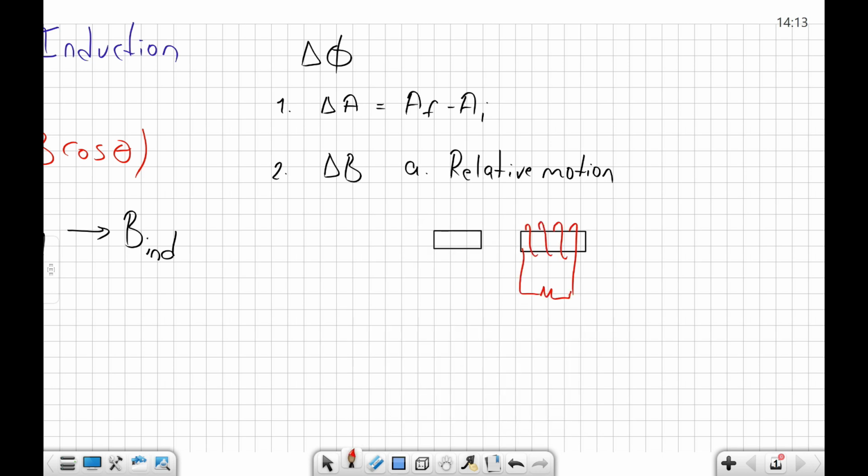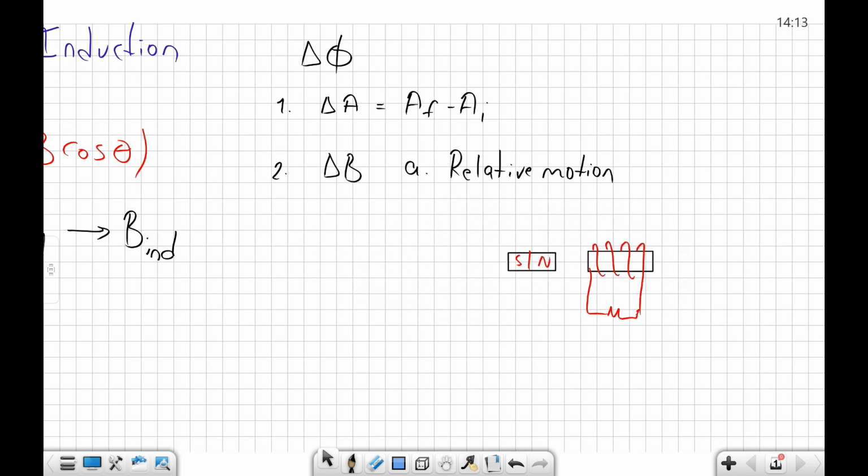This is a coil attached to a resistor, and this is a magnet. As I move the magnet with respect to the coil, it is having a relative motion. Now, this is a coil. I can also move the coil. Again, this is also a relative motion. If you move any of them with respect to the other one, you have relative motion.